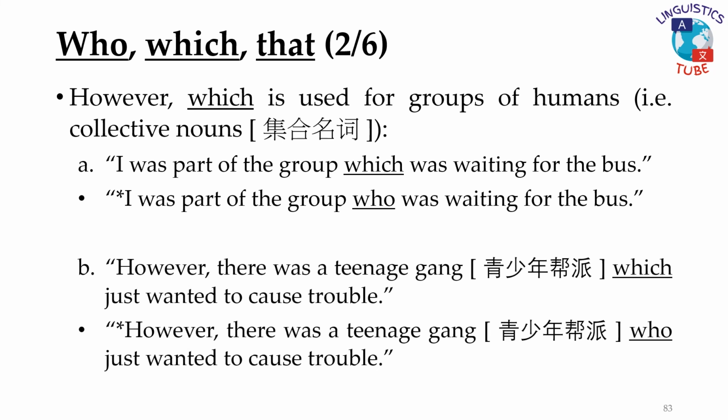Here is another example. However, there was a teenage gang which just wanted to cause trouble. The collective noun is gang, which refers to a group of people, so it is ungrammatical to say, however, there was a teenage gang who just wanted to cause trouble.